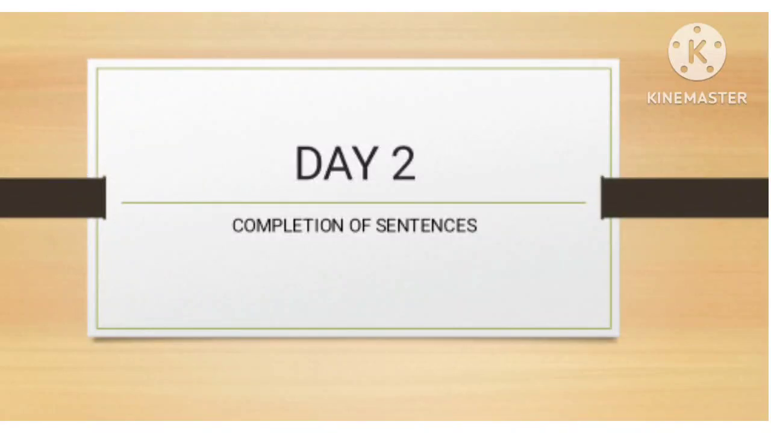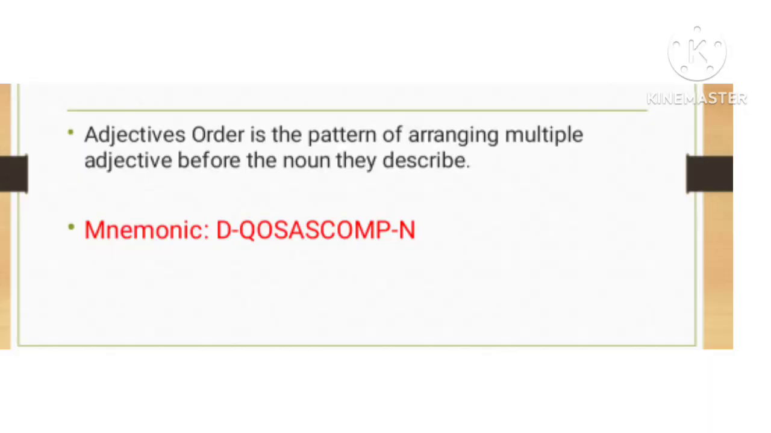Today, we're going to be looking at a topic on completion of sentences. Today, we are going to be looking at adjectives order. This is one of the topics we are certainly going to answer questions on in the session on completion of sentences in WASC and in JAMB. So, it's important to understand how to arrange adjectives in a sentence when you have more than one adjective in a sentence. Now, what exactly is adjective order?